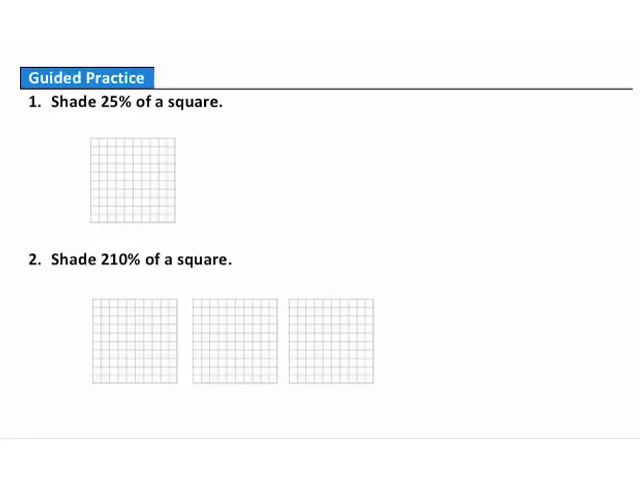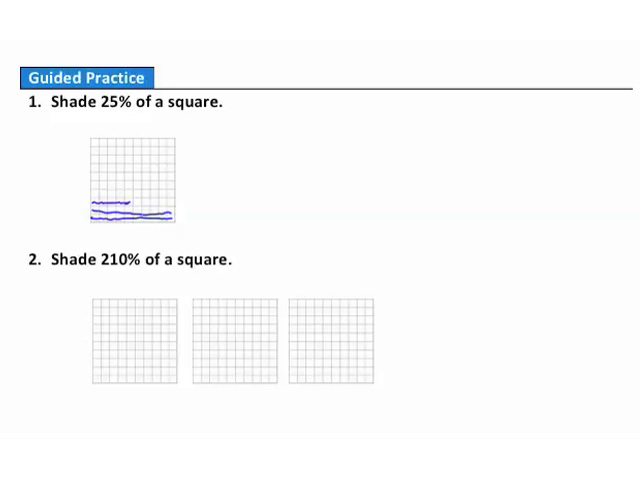Question 1. Shade 25% of a square. Well, the square is already divided up into 100 parts, so we need to shade 25 of these. So there's 10, 20, and then the next row I need 5. 1, 2, 3, 4, 5. So 25% of that square is now shaded.